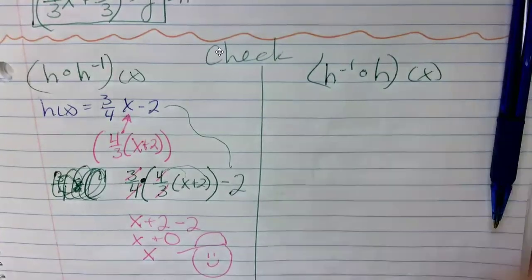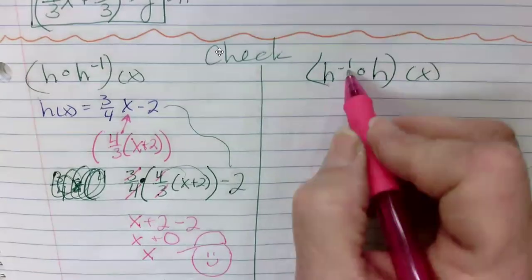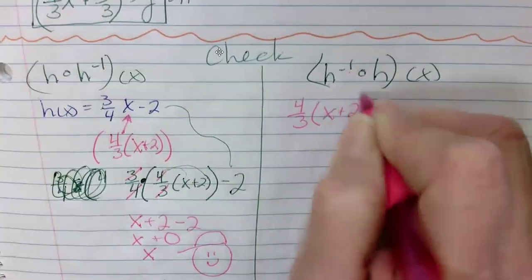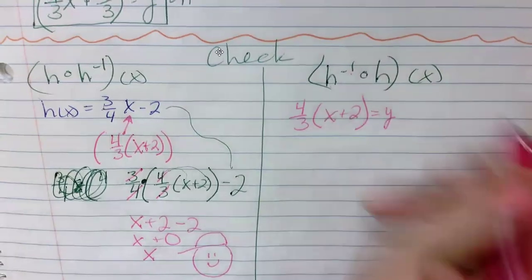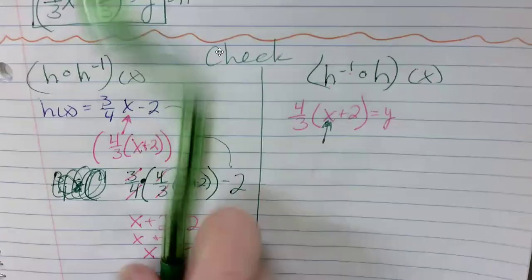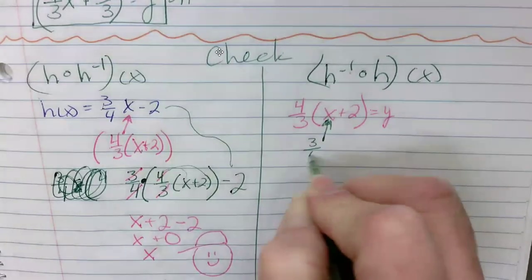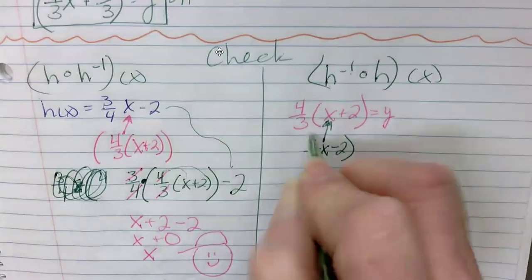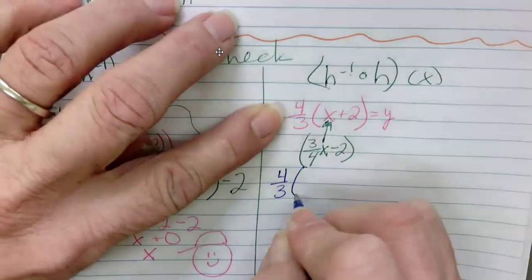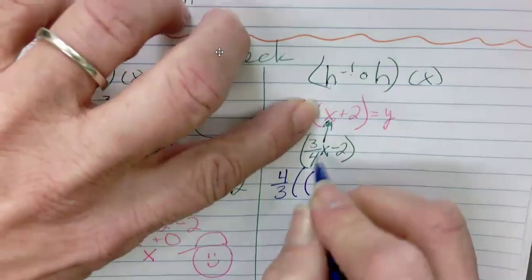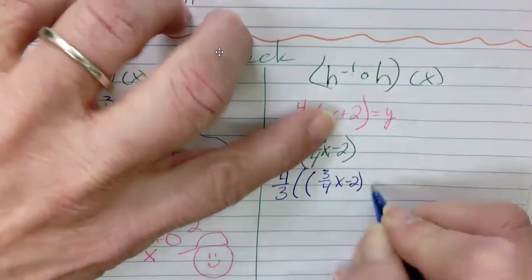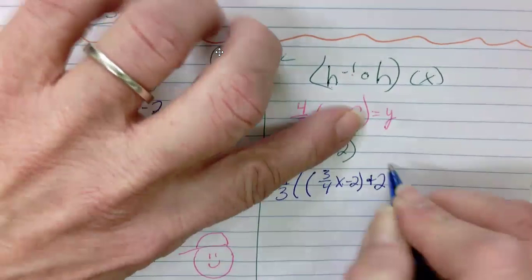All right, then we do it again. Start with my h to the negative 1. So again, 4 over 3 times x plus 2 equals y. And then I'm going to draw an arrow, and I'm plugging in my original equation, which was 3 over 4x minus 2. Put that in parentheses. Now we rewrite it all. 4 over 3 parentheses. Now I write parentheses again for what I have in green. 3 over 4x minus 2. Then I still have the plus 2. And then I have the end of that parentheses.